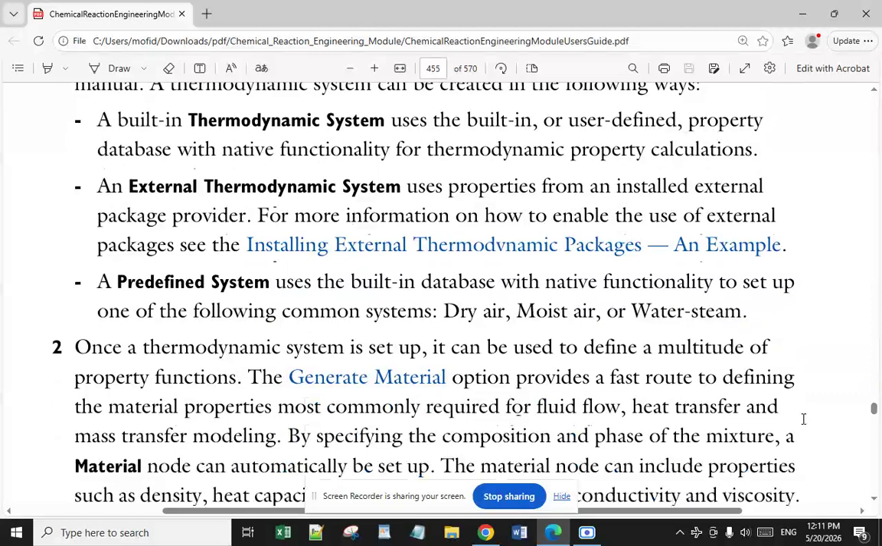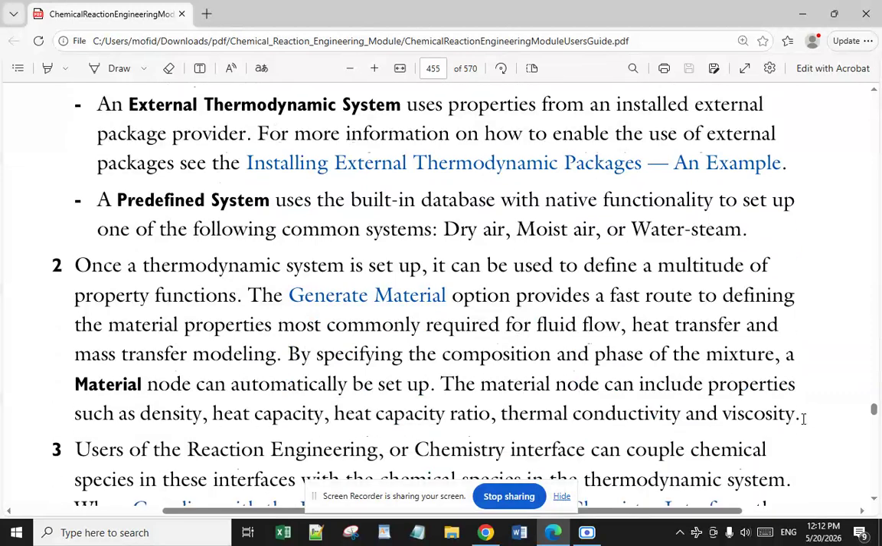An external thermodynamic system uses properties from an installed external package provider. For more information on how to enable the use of external packages, see Installing External Thermodynamic Packages. A predefined system uses the built-in database with native functionality to set up one of the following common systems: dry air, moist air, or water steam.